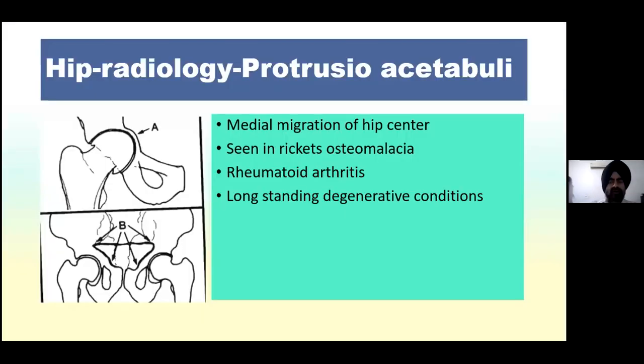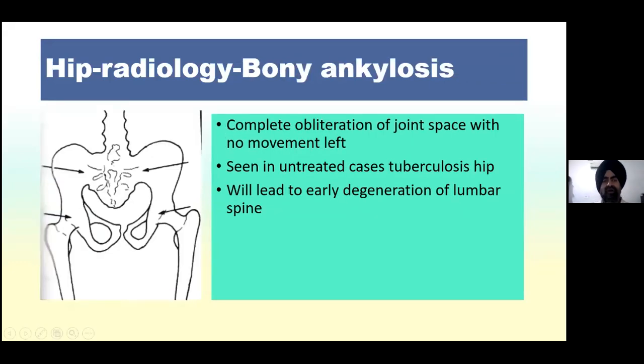Then radiologically, how does protrusio acetabuli look? It is the medial migration of the hip center seen in rickets and osteomalacia, rheumatoid arthritis, long-standing degenerative conditions. The center of the hip has migrated medially. The medial wall has thinned out or protruded into the pelvis. This is bony ankylosis. The hip joint space is totally obliterated, seen in untreated cases of tuberculosis of the hip. It will lead to early degeneration of the lumbar spine.